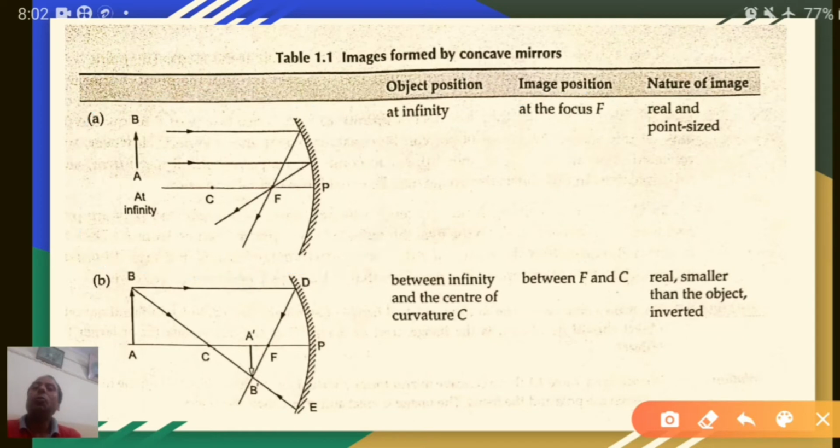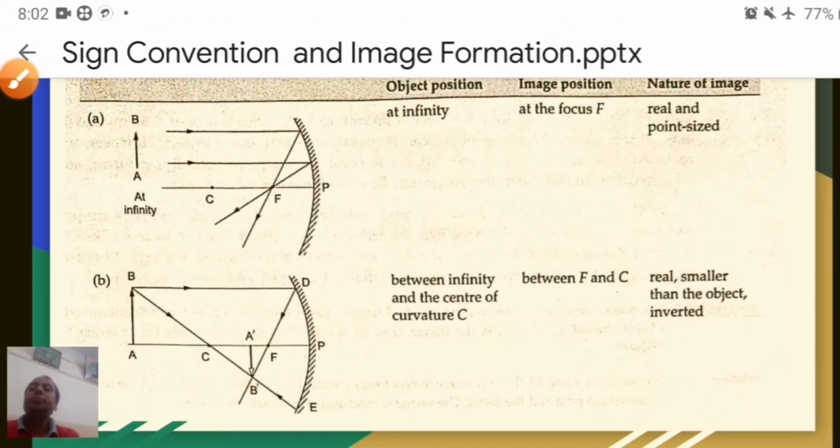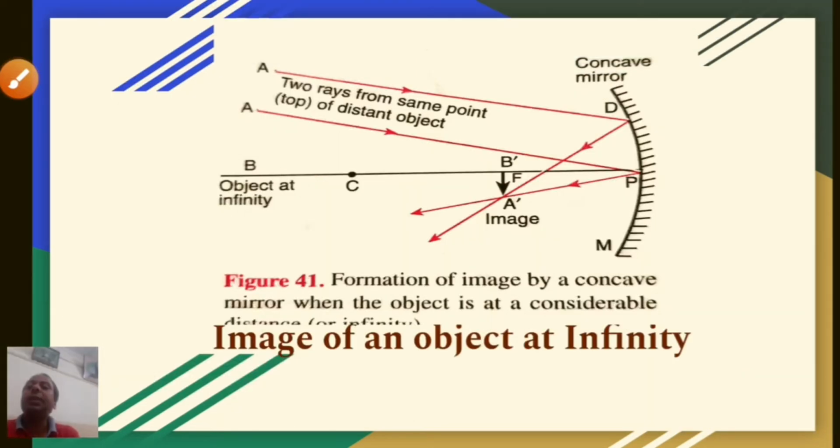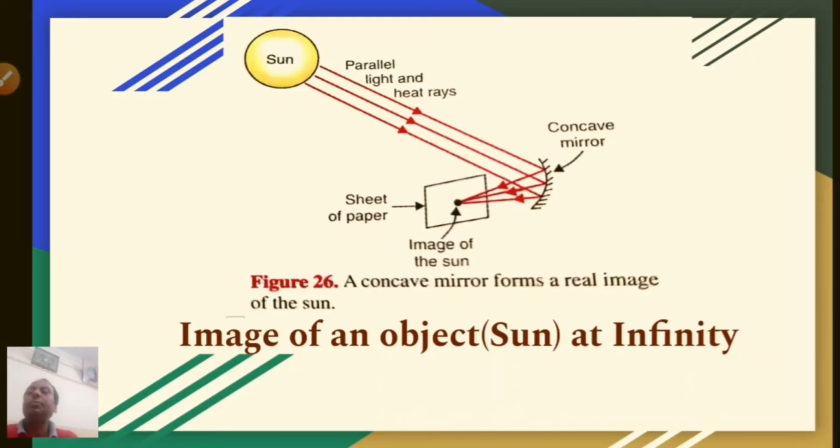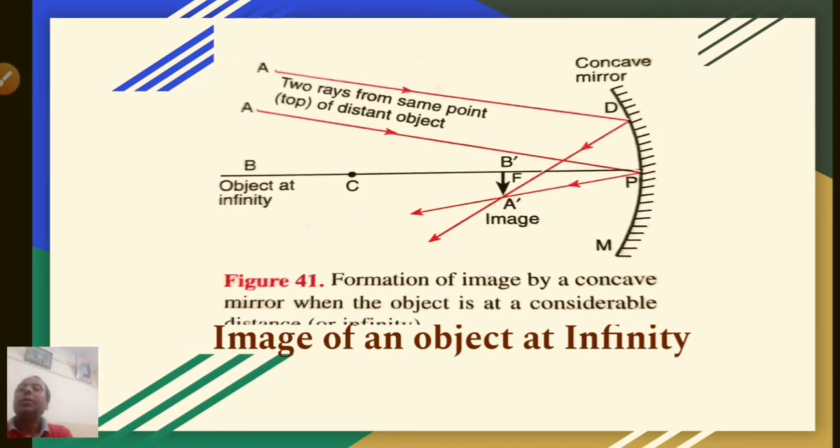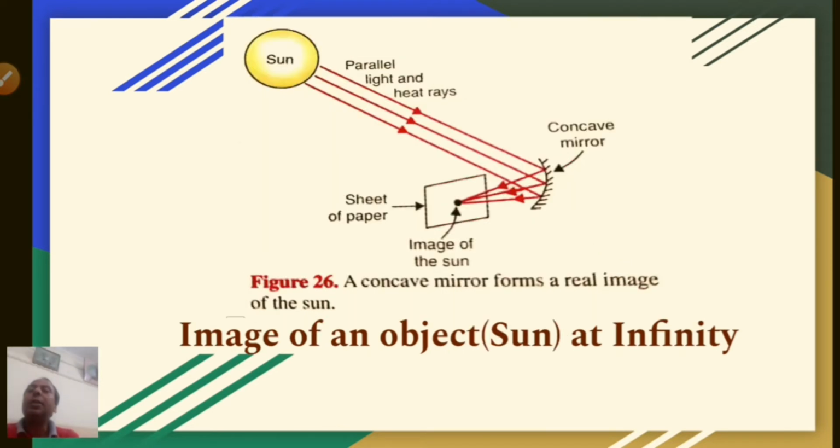Now see, one most important thing: the infinity position of the object can be seen like this or like this. The position of the sun for any concave mirror placed in the sun is its infinity position. So these two are also treated as the infinity position of the object. So you will never get confused when you are seeing these two figures for the object at infinity.